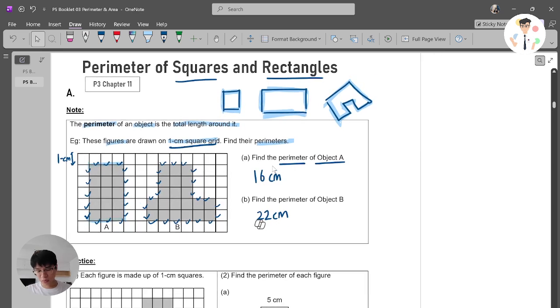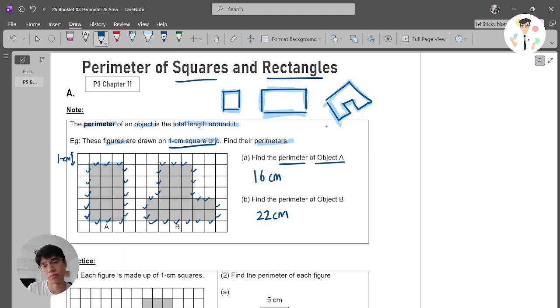Now, if I were to make it a bit harder, probably what they can do is tell you this is actually a square, then this side is maybe 6 cm. Find the perimeter of this square. Still very easy, but basically you know that this is 6, this is 6, this is 6, this is 6. So 6 times 4 is equal to 24 cm. That's basically how simple it is for perimeter of a square.